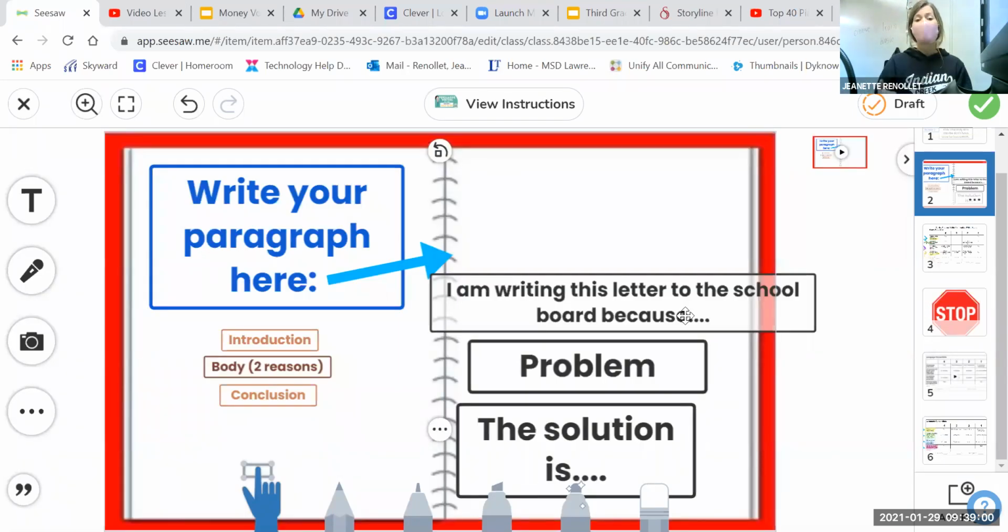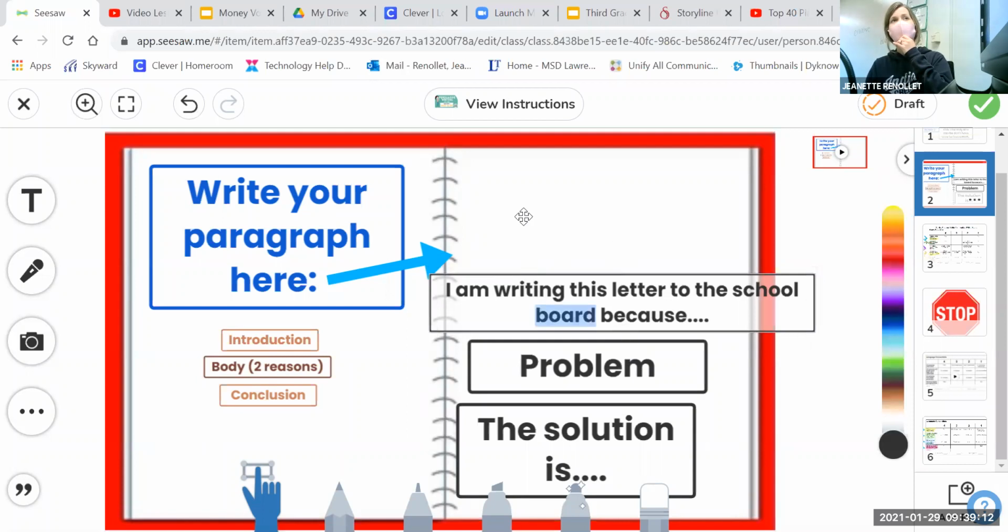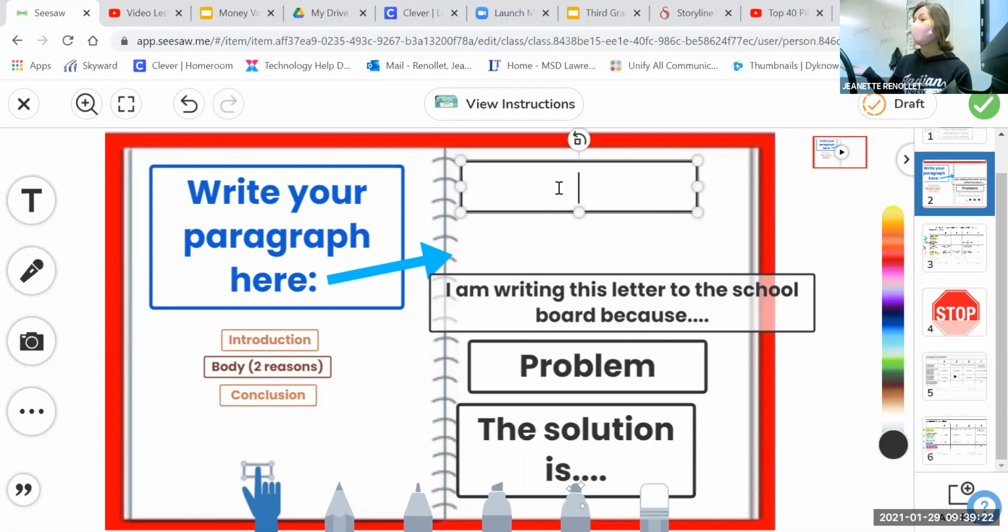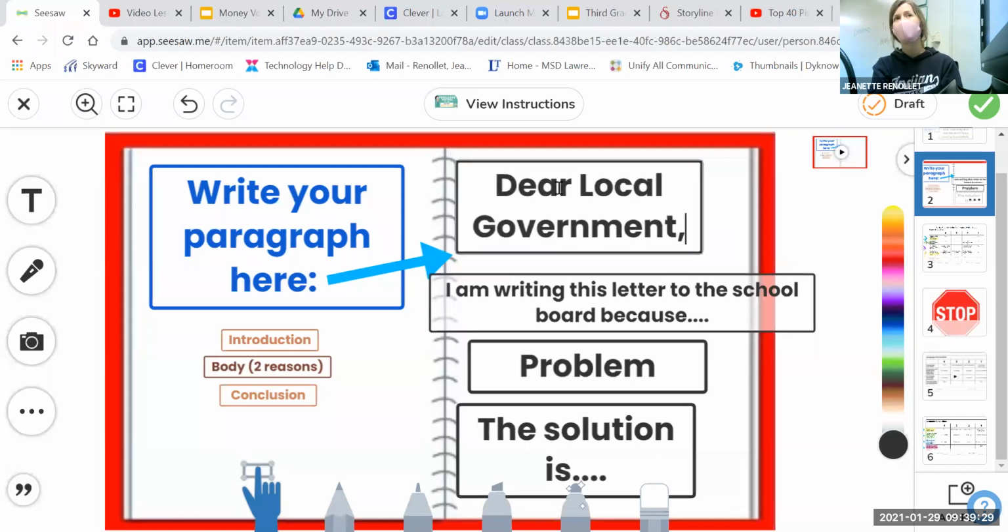So our next job is going to be adding a greeting to the beginning of our writing and a closing to the end of our writing. So at the very top, you can either add a text box or go back into your paragraph. We're going to add a greeting to our audience. So some of you are writing to the local government. You can say, dear local government, comma.